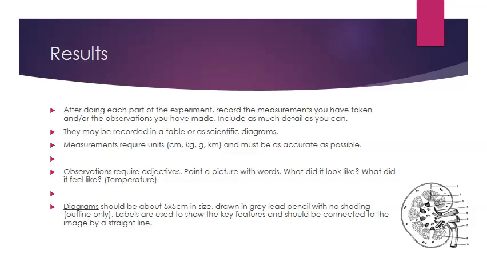The results. The results are a little bit tricky. There's more than one way to collect results, but it's really just saying after each step of the experiment, what did it look like, or what was the number, the value that we measured. So they can either be measurements, observations, or diagrams, and they're usually recorded in a table or just in a results section of your practical report as say scientific diagrams.